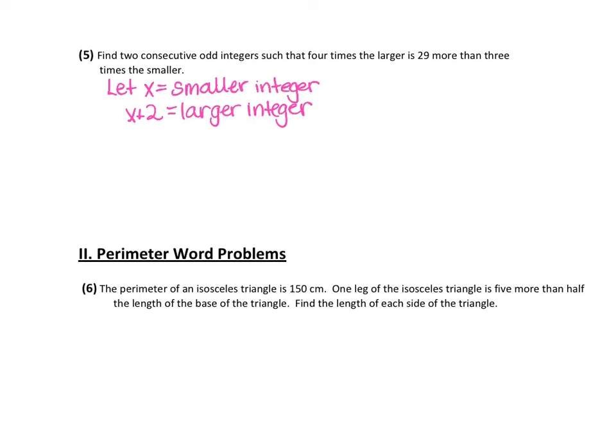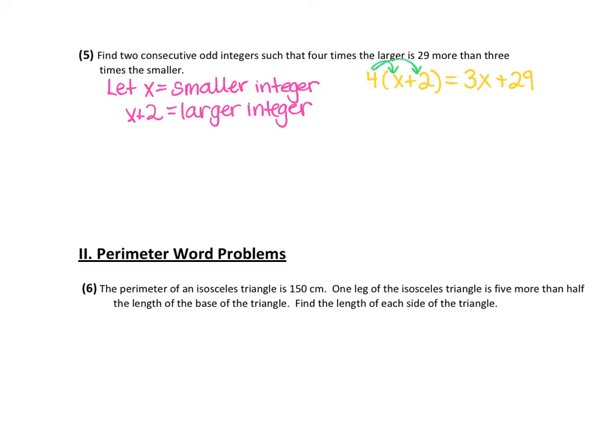Now we need to go ahead and create our equation. So let's start here. 4 times the larger. Well, we know that the larger integer is x plus 2. So 4 times x plus 2 would be 4 times the larger. That is going to be equal to 29 more than 3 times the smaller. So 29 more means you're going to add 29 to that. 3 times the smaller integer is 3x, and then you're going to add 29 to that to get to your equation.